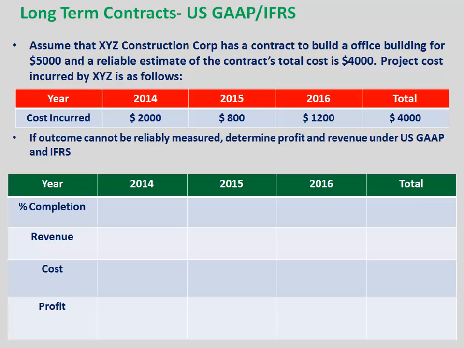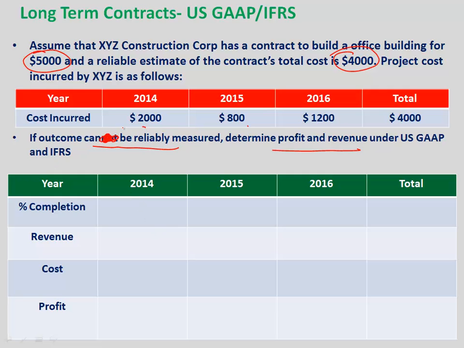So let's look at an example here. Assume that XYZ Construction Corporation has a contract to build an office building for $5,000, and a reliable estimate of the total cost is $4,000. This is the schedule of estimation: 2014, 2015, 2016, costs of 2,000, 800 and 1,200, total 4,000. In this case, let's say the outcome can be reliably measured. Determine the profit and revenue under US GAAP and IFRS.